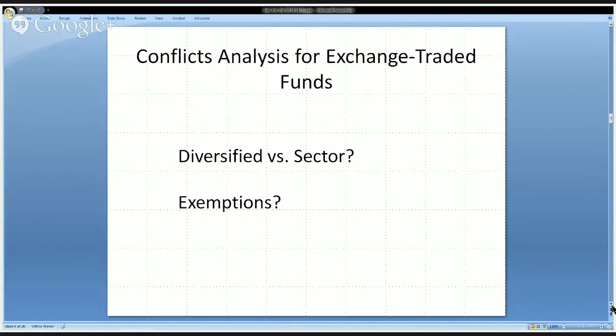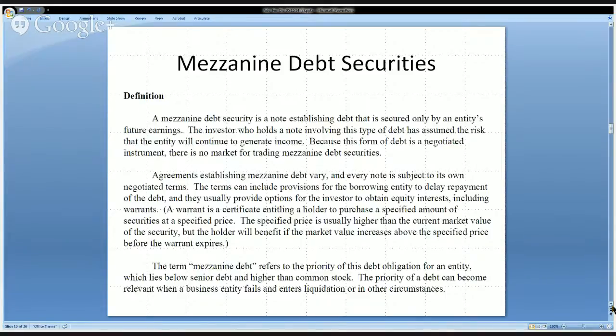So the next one that we're going to talk about are mezzanine debt securities. And what the heck is that? I mean, I grew up on a farm, and I don't know that I've ever even actually been in a mezzanine. It sounds really esoteric, but it's pretty easy.